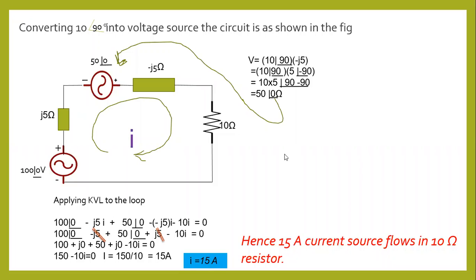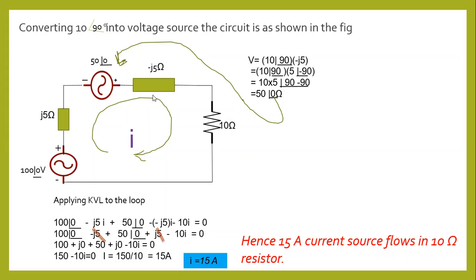A link will be given in the description box to convert from a polar form to a rectangular form or vice versa. Just refer to that, you'll get to know. After transforming this 10 at an angle 90, we will get 50 at an angle 0 and minus j5. We will connect it in series.